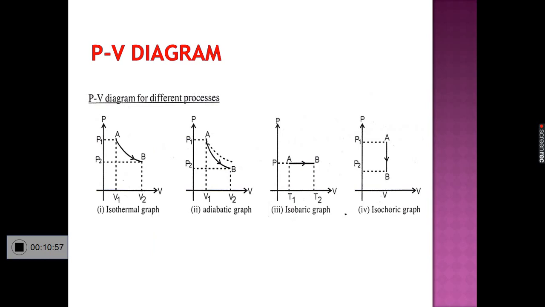In this diagram, I said that there is a small difference in the PV diagrams for isothermal and adiabatic process. The shape is almost similar, but the PV diagram for adiabatic process is steeper than the PV diagram for isothermal process.